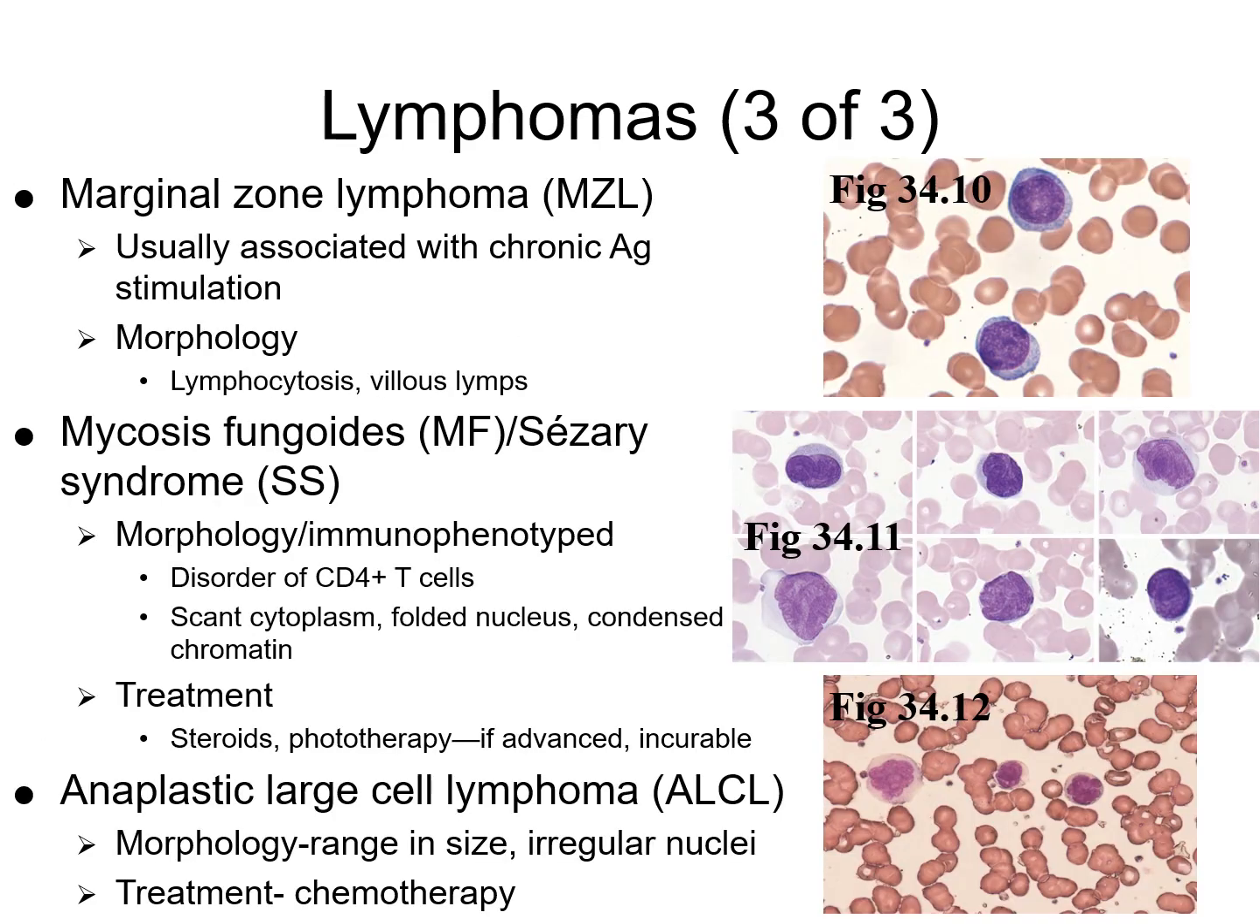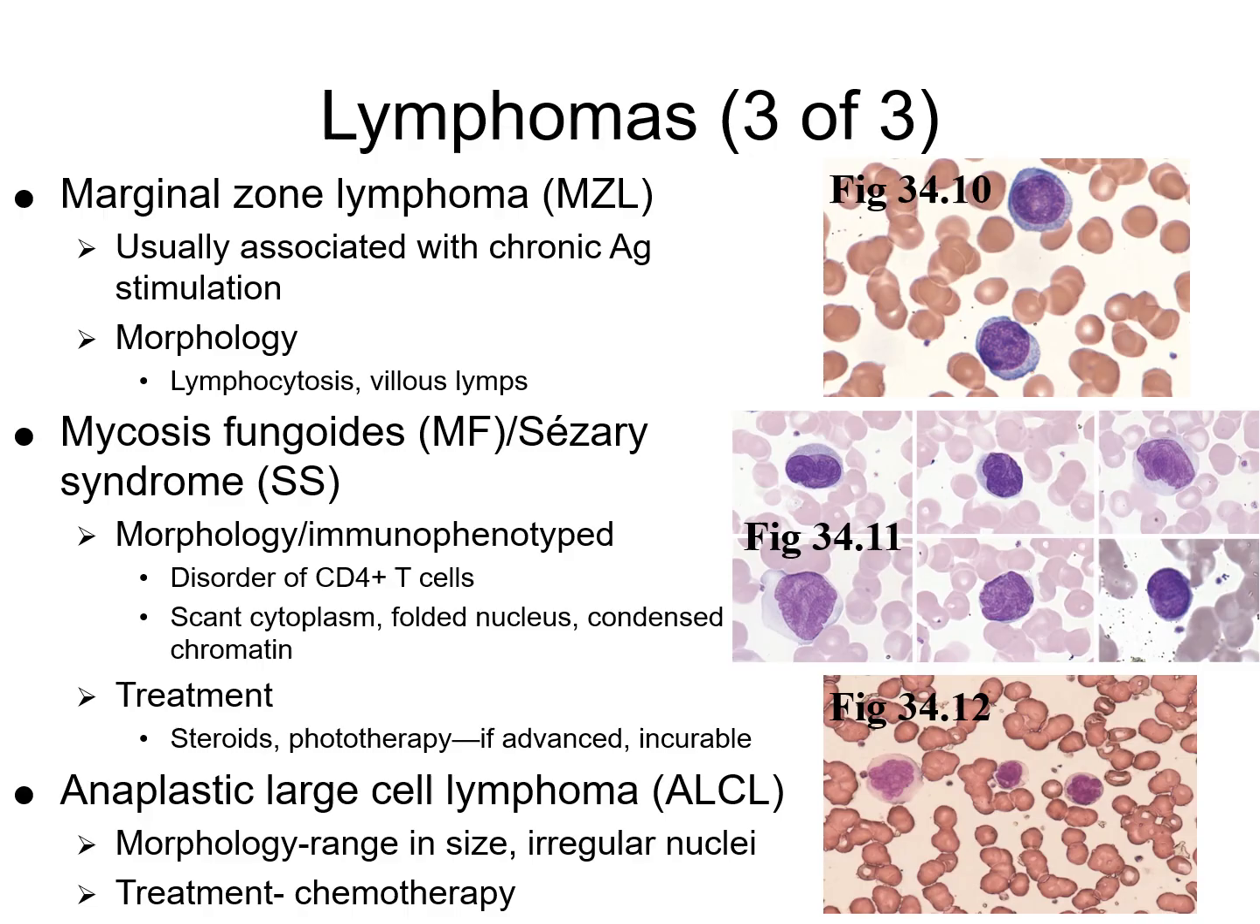Marginal zone lymphoma. So this is usually associated with chronic antigen stimulation, such as infections or autoimmune conditions. For morphology, in the peripheral blood, we may see lymphocytosis with lymphocytes that have villous projections, like hair-like cytoplasmic extensions. These villous lymphocytes are characteristic, but they're not exclusive to marginal zone lymphoma.